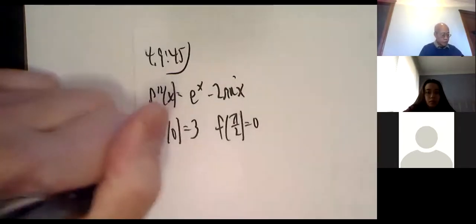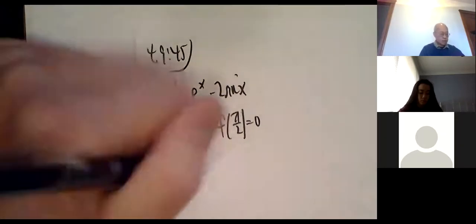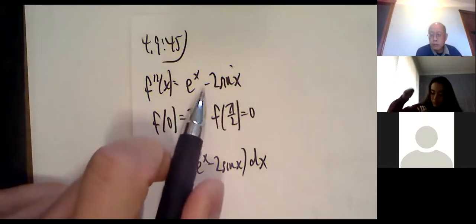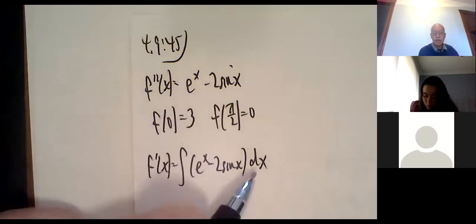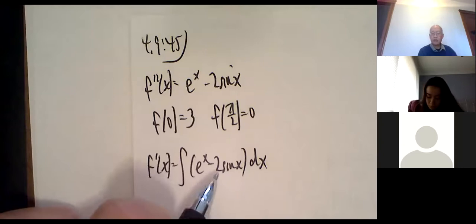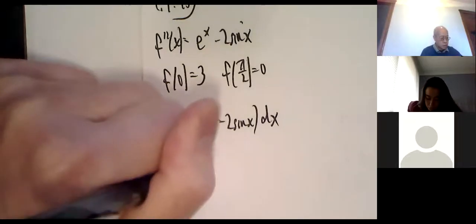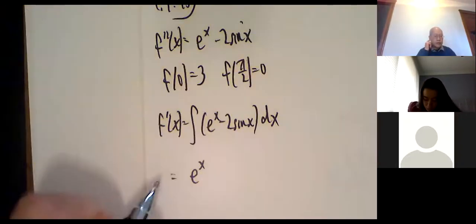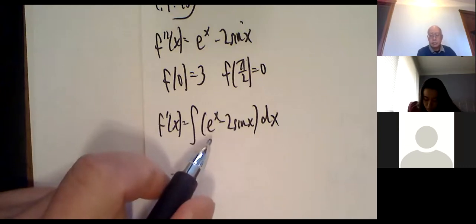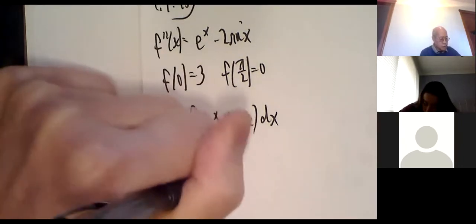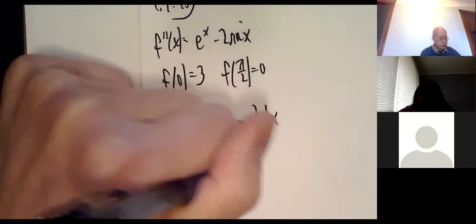So f prime is the integral of (e to the x minus 2 sine x) dx. And please notice the way you're supposed to write it. Once you have more than one term, if there's a plus or minus, you put it in parentheses and then dx, or dt, or d theta, whatever it happened to be. What's the integral of e to the x? What's the integral of negative 2 sine x? Positive 2 cosine x. Is that right?